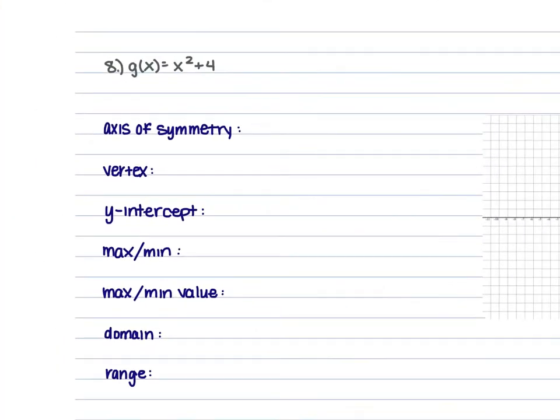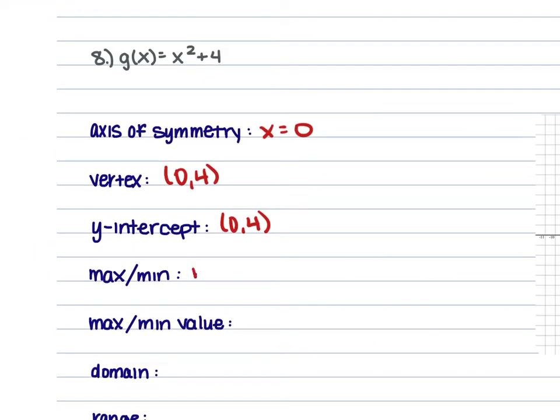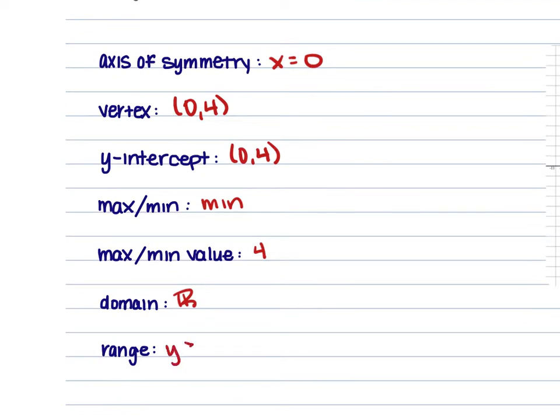For number 8, we are given g of x is equal to x squared plus 4. So our axis of symmetry is going to be 0 again, because there's no b. Our vertex is 0, 4, which is also our y-intercept. So we're going to plot that. We have a minimum value here because our a is positive, and that minimum value is 4. Your domain is all real numbers. Your range is y is greater than or equal to 4.